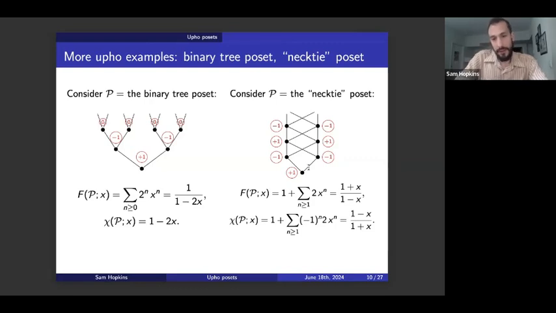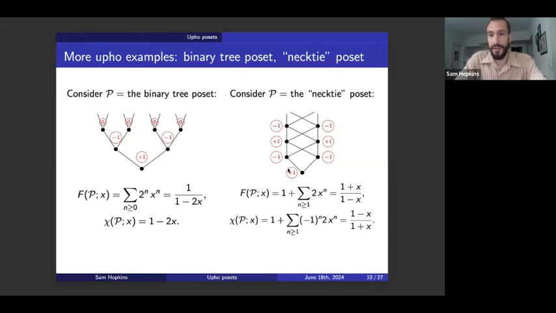They're written there. The rank generating function is (1 plus x) over (1 minus x). And the characteristic generating function is (1 minus x) over (1 plus x). And we finally see an example where the characteristic generating function is actually a formal power series. It seems that F and chi are always reciprocals of each other. And your example is a very good observation, Sergey.